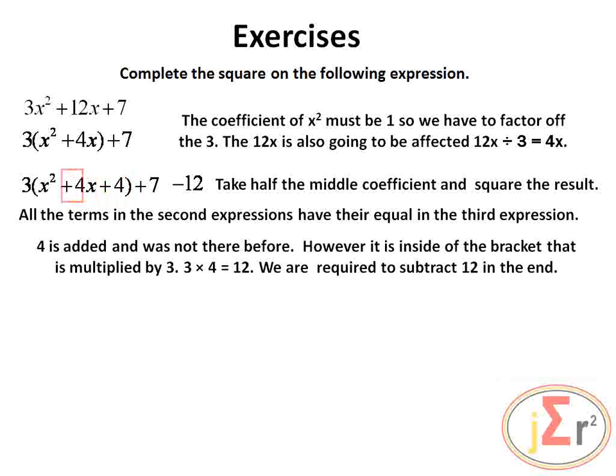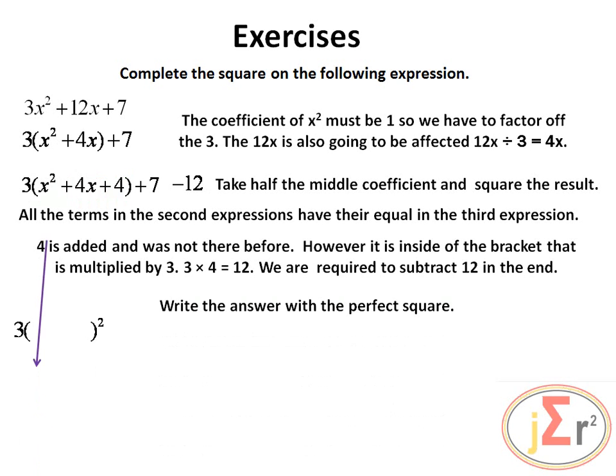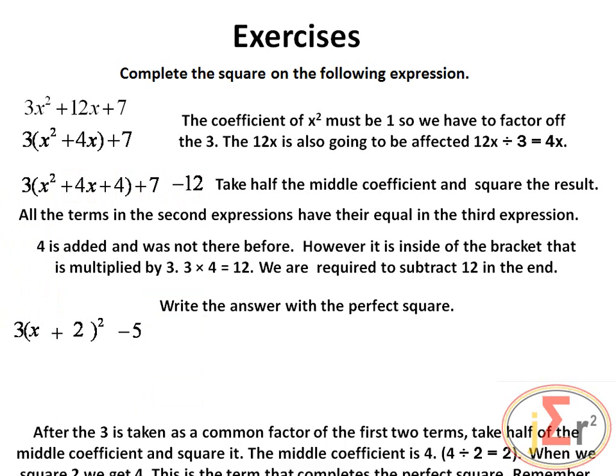Right. And let us write our square. So write the answer with the perfect square. The 3 is there comfortably at the front. The x is going to go there. And then what is the square root of 4? The square root of 4 will go there. And what goes there? The sign of the middle coefficient. And 7 minus 12, that is equal to negative 5. And that's all there is to it.